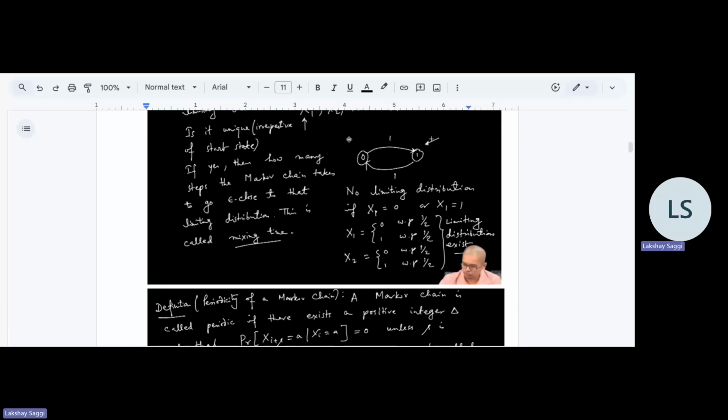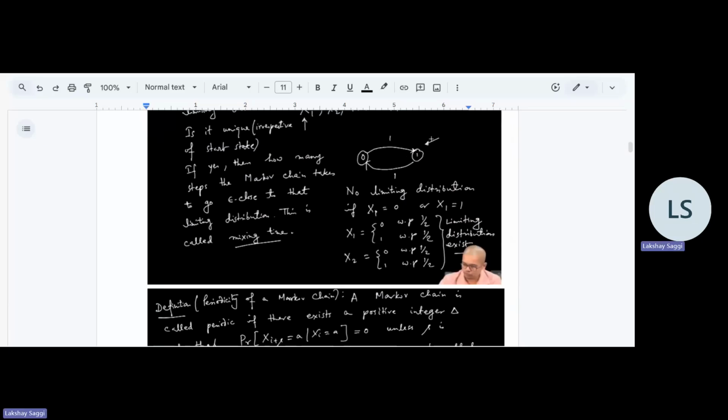But there was also a condition that it should be irreducible. And you can see that there is just one pair of states, which is 0 and 1. So 0 is reachable from 1 and 1 is also reachable from 0 with non-zero probability. So this chain is also irreducible. But one thing where this chain lacks is that it is actually not aperiodic. Right? Why is this the case?